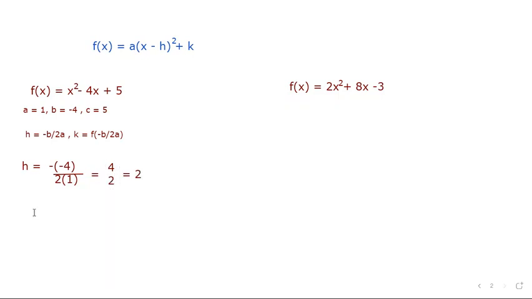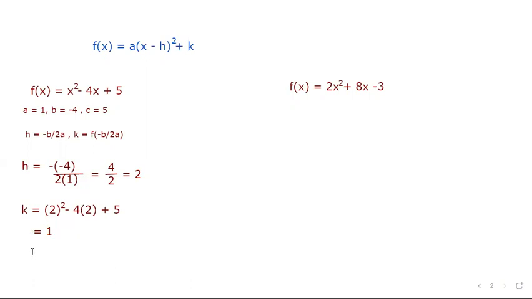Now, to find k, all we do is plug it back into our original function. So we're going to go 2 squared minus 4 times 2 plus 5. You can see we basically just put that back into our original function that was given. When we solve this, we get 2 squared, which is 4, minus 8, which is -4, plus 5, which is 1.